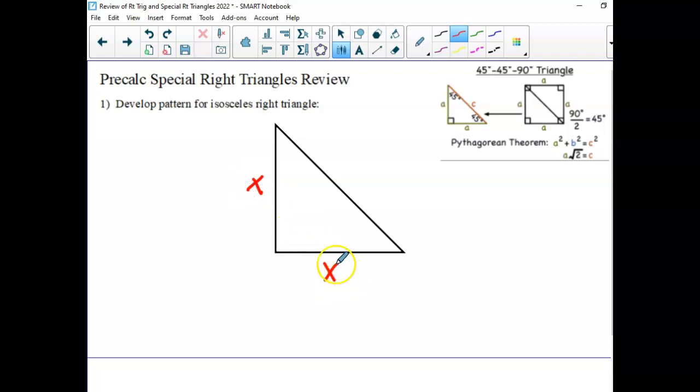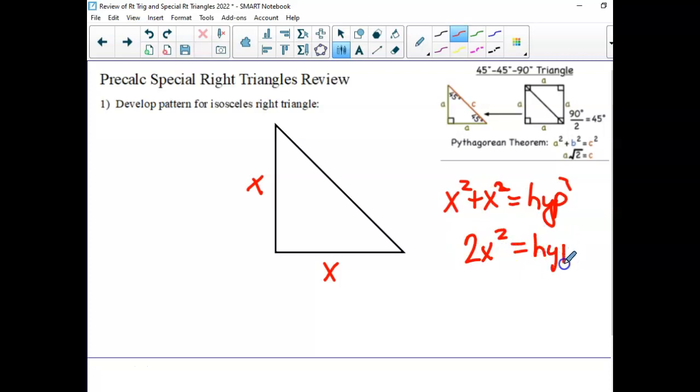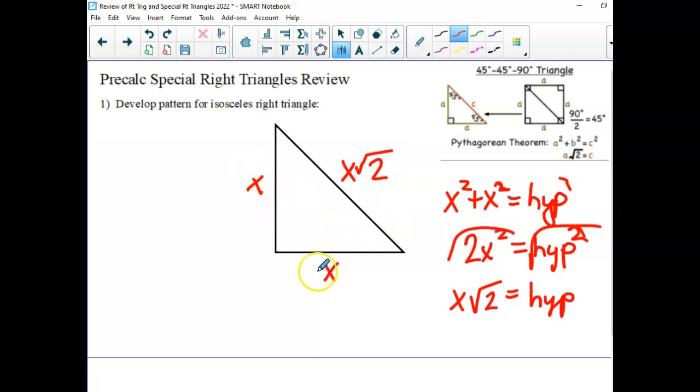If this was a 45, 45, 90, and you did Pythagorean theorem, hypotenuse squared, does that look right to everybody? x squared plus x squared would be 2x squared. Okay. And then when you square root both sides, the square root of x squared is x, but the square root of 2 is just the square root of 2. Square root of hypotenuse squared is hypotenuse. That's where that pattern comes from, in case anybody cared. Okay. So the legs are equal if it's a 45, 45, 90. And the hypotenuse is x times the square root of 2.